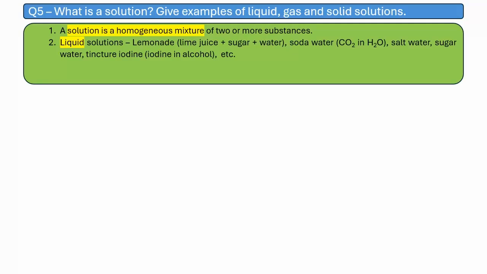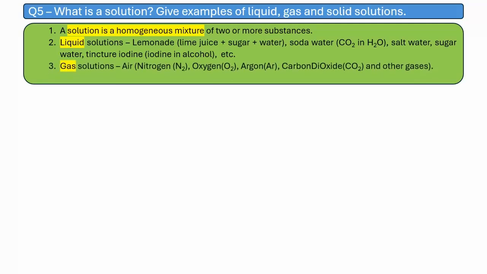If you take soda water, where you have mixed carbon dioxide in water, CO2 is carbon dioxide and H2O is water. Carbon dioxide, CO2, has one atom of carbon and two atoms of oxygen. That's why it is CO2, right? And H2O has two atoms of hydrogen and one atom of oxygen. That's why it is H2O. And you have salt water or sugar water or iodine in alcohol. All these are liquid solutions and they are homogeneous.